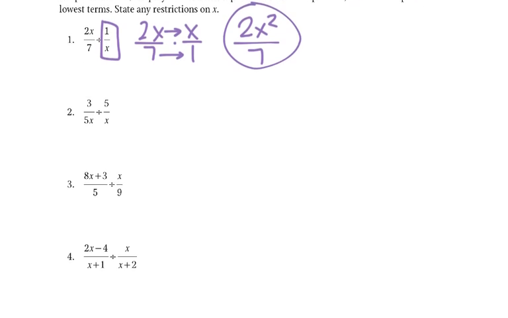Okay, number 2, same idea. 3 over 5x times x over 5. The x's cancel. We get 3 over 25.